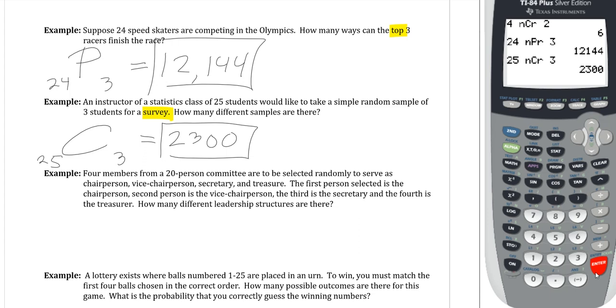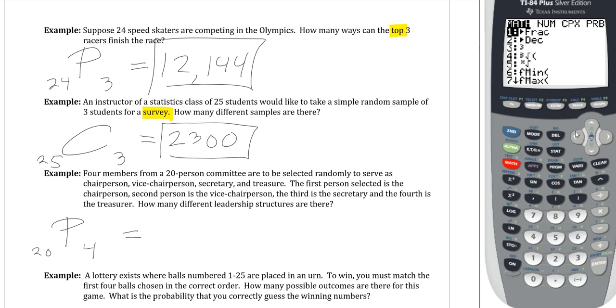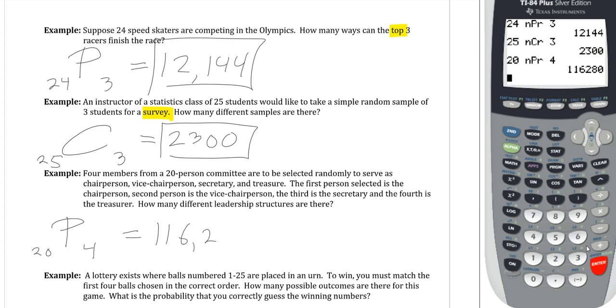3. 4 members from a 20-person committee are to be selected randomly to serve as chairperson, vice chair, secretary, and treasurer. At this point, we already know that order matters. This is like the first problem we did in this section. So order already matters. We know this is going to be a permutation. Of the 20 people selected, we are selecting 4 to fill those positions: chair, vice chair, secretary, and treasurer. So this is going to be 20 permute 4. 20, math, probability, permute function. So 20 NPR 4, and we get 116,280.